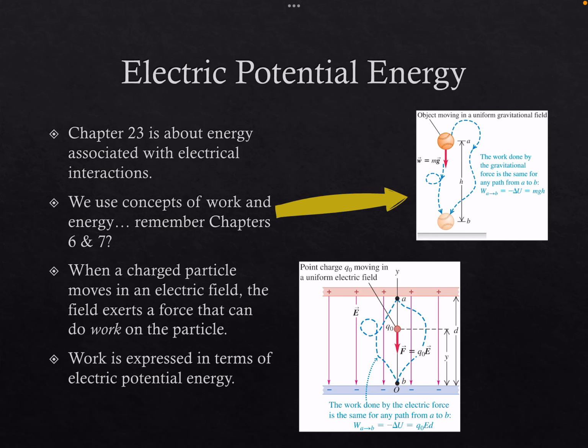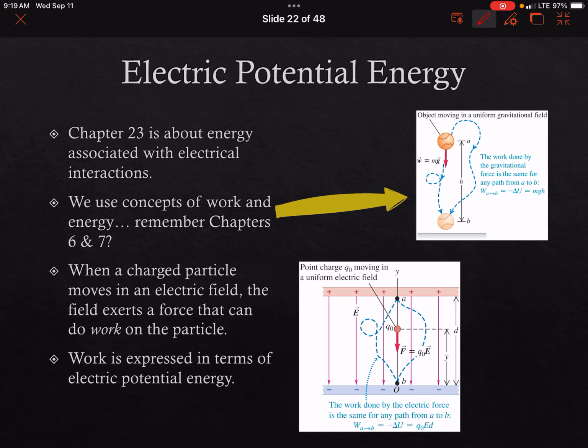In chapter 23, it's all about the energy associated with electrical interactions. And we're going to be using concepts from chapters 6 and 7 back in Physics 1: the work done by a force, the change in potential energy of an object, conservative forces. All those concepts we're going to bring back and look at under the new scenario of a charge in a field versus an object in a gravitational field.